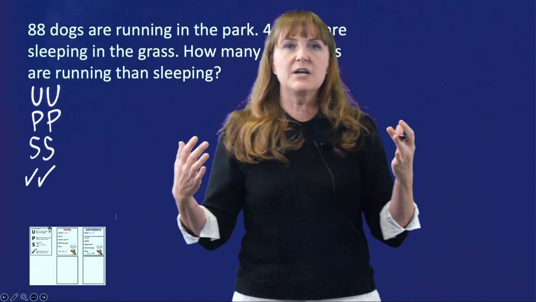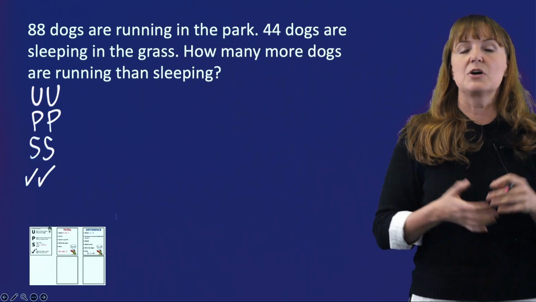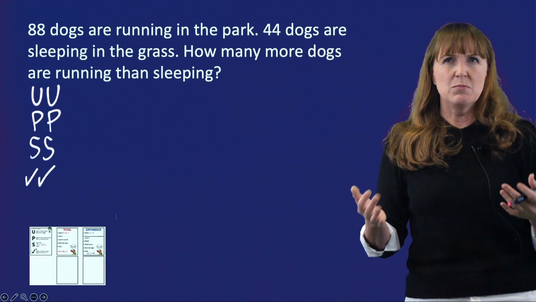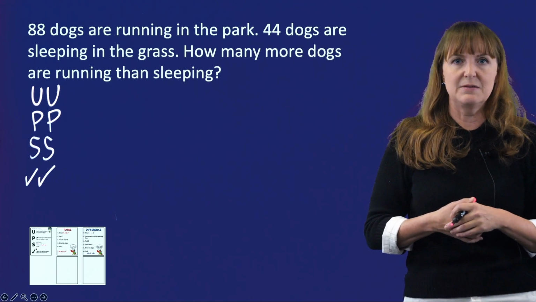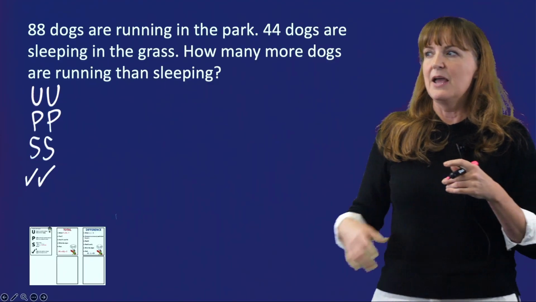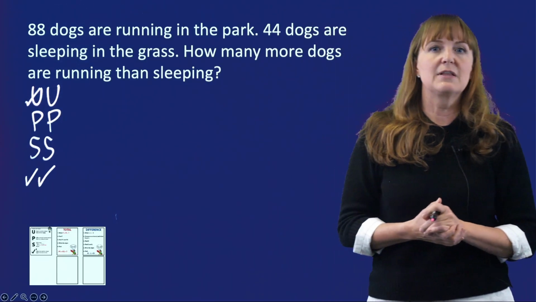All right, so what do we do here first? Well, we have to understand this problem by reading it. Let's read this problem together. 88 dogs are running in the park. 44 dogs are sleeping in the grass. How many more dogs are running than sleeping? So I have to think about there's more dogs that are running than sleeping. And so I've got a general understanding of this problem, and then I have to underline the label.